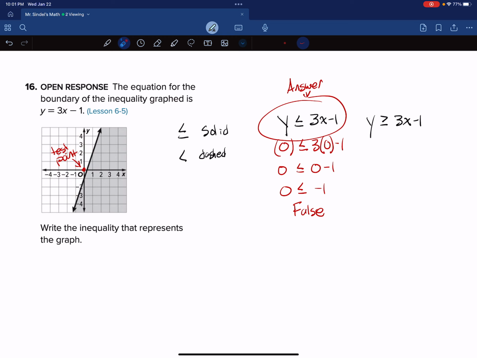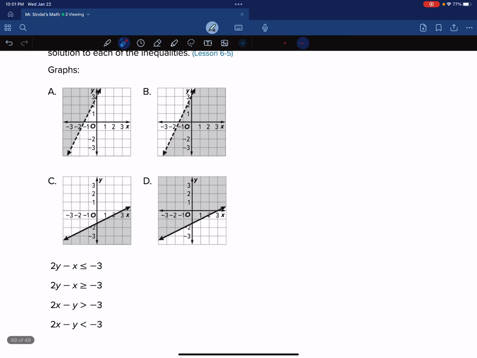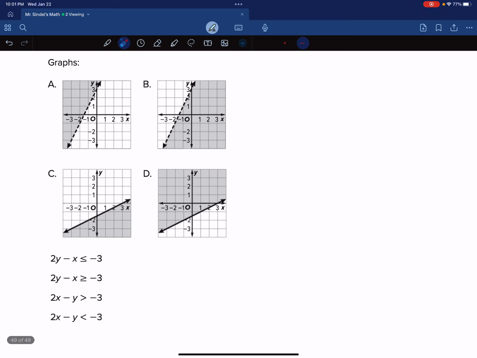Cool. Almost done. 2 more problems, almost done. Number 17, open source. Consider the graphs. Write the letter of the graph that represents the solution of each of the inequalities. Oh, we're just mixing and matching. Oh, wow. They all look like the same question. Okay. The first thing that I notice is that these two don't have an equal to sign underneath them, which means they have dashed lines. That means this one is either A or B. This one is either A or B. We just need to figure out which one is which.